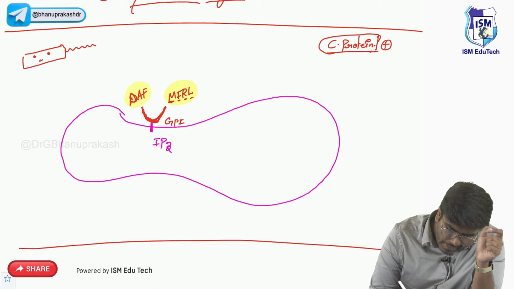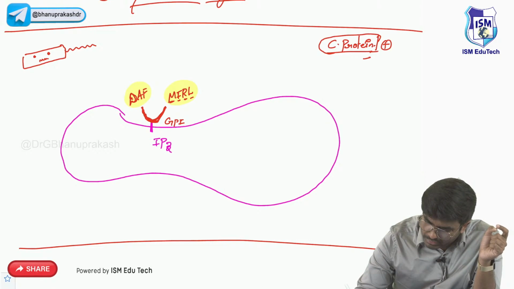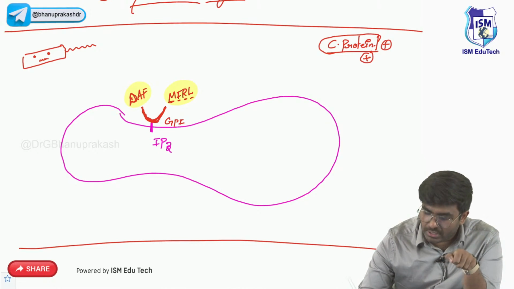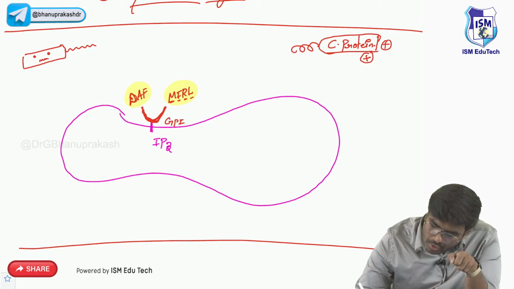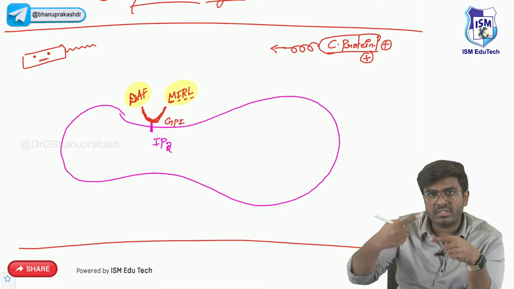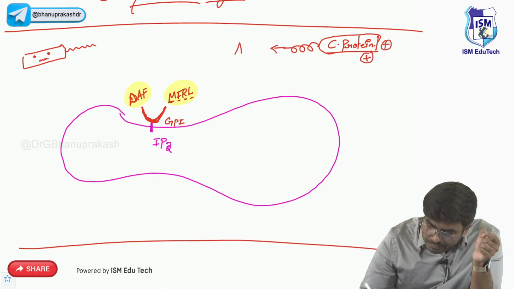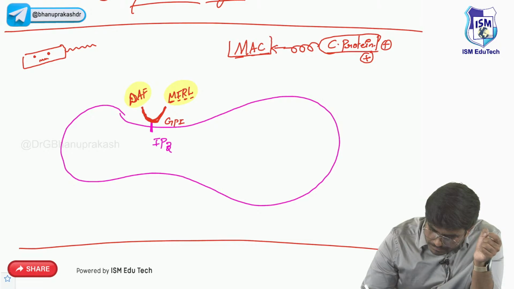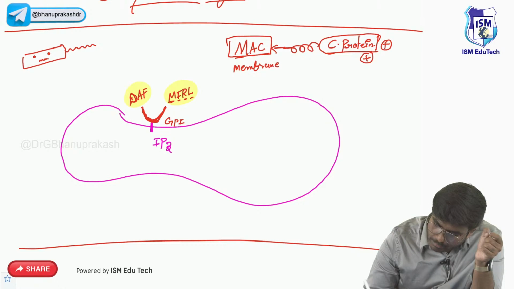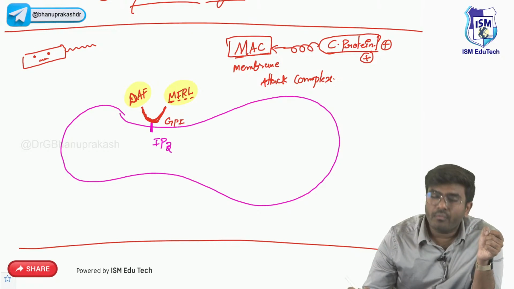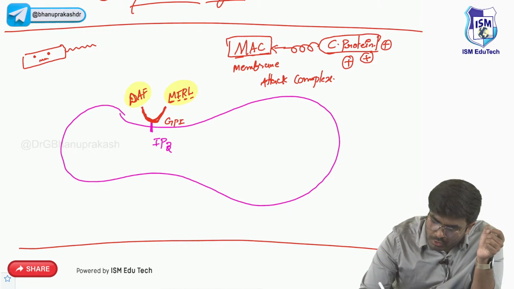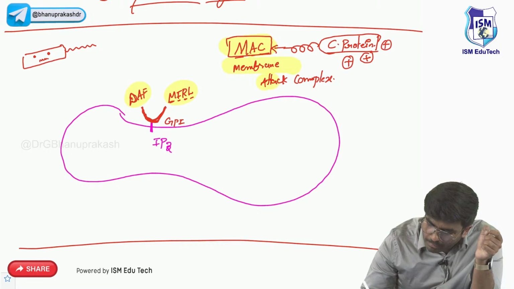Whenever a bad guy is present in your blood, complement proteins are activated. At the end of the day, there is a cascade of events, a lot of chain reactions will occur. At the end, there is production of a molecule called MAC, membrane attack complex. Let me write it down here. Membrane attack complex. So when the complement system is activated, the membrane attack complex is going to be produced.